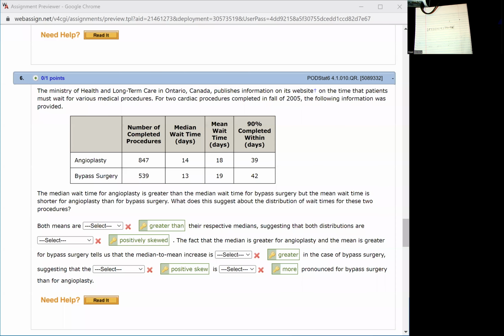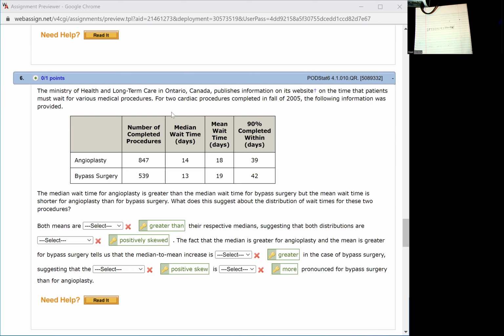In this video, we're going to go over problem 6 of lesson 4.1. Share my screen here. This is the problem that we're doing. I want to talk a little bit about it before we get started.